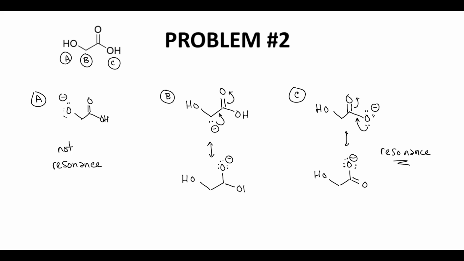And now that doesn't look so terrible. But let's not kid ourselves. It's not as good as C, in which we can draw 2 resonance forms, both of which have an O minus. So C is definitely the most acidic hydrogen in this particular structure.